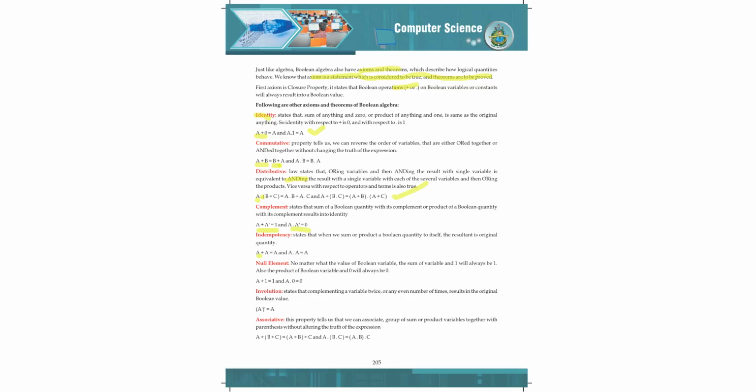If it's a plus 1, then it equals 1, and a dot 0 equals 0. Involution. Involution states that complementing a variable twice, or any even number of times, results in the original Boolean value. A bar, a bar, then bracket bar means a complemented twice, so you will get the result a. Associative property: a plus (b plus c) is equal to (a plus b) plus c, or similarly with the dot operator.